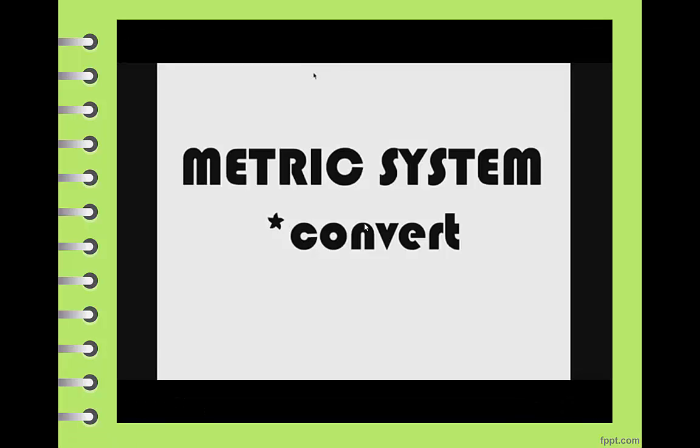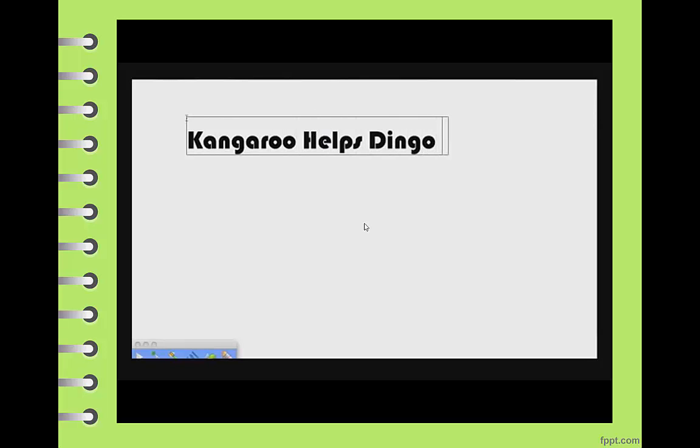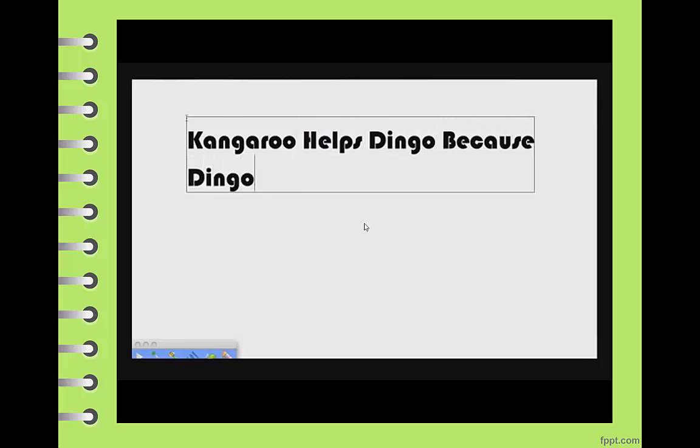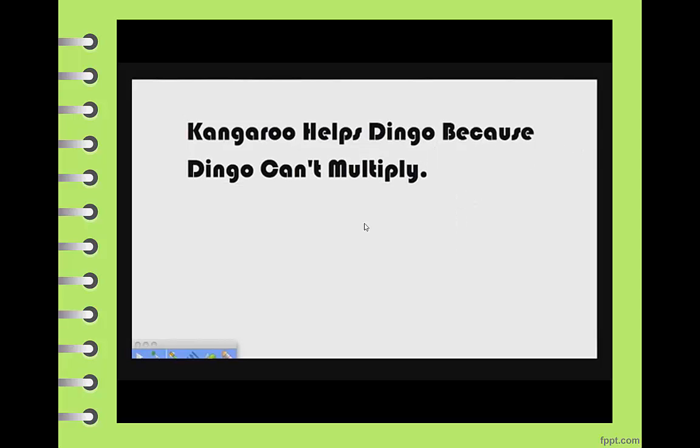Alright, in this video we're going to be reviewing the metric system and how to convert between units within the system. Alright, when we use the metric system, we have a really helpful tool called the metric staircase. And in order to remember how to draw the metric staircase, we made up this silly sentence. It goes like this. Kangaroo helps dingo because dingo can't multiply. Now it's pretty ridiculous, but it's really useful because it tells us how many steps to draw and what the labels for each step are. So let's go ahead and get started here.